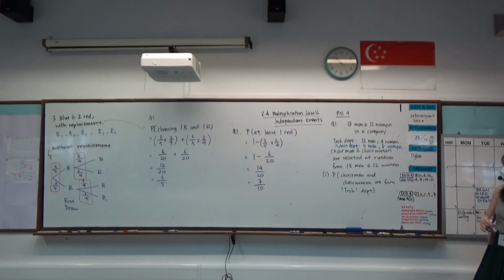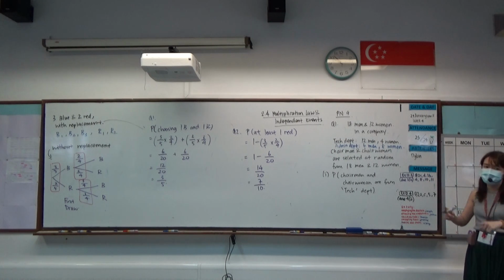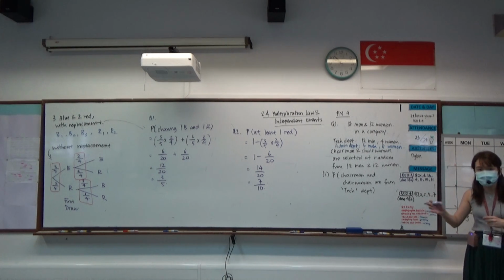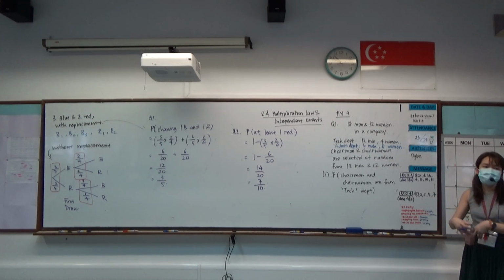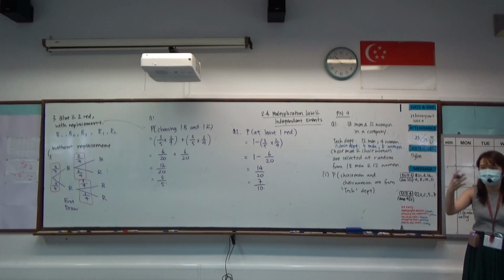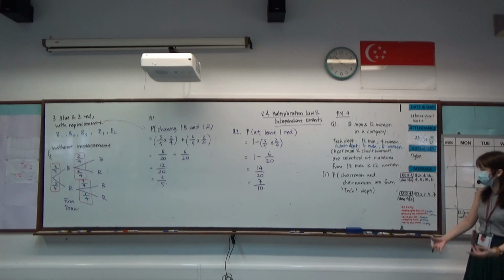So there is one chairman and one chairwoman to be selected from 18 men and 12 women. Obviously we take it for granted that the chairwoman will be selected from the women, cannot be selected from the men. Makes sense, right? Then the chairman by right should be selected from the men, not from the women. Although in our class, whenever you select chairman, we select our whole class. That's just a general term, right?